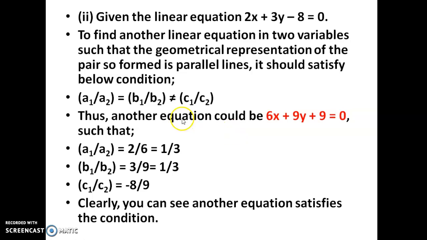If you don't want 1 by 3, you can take 1 by 2 also. You can take 4x plus 6y plus 9 equal to 0 also. So this is our wish, we have to bring this condition, that's all. With this example, you try the next one: to draw a linear equation which coincides with the given equation.